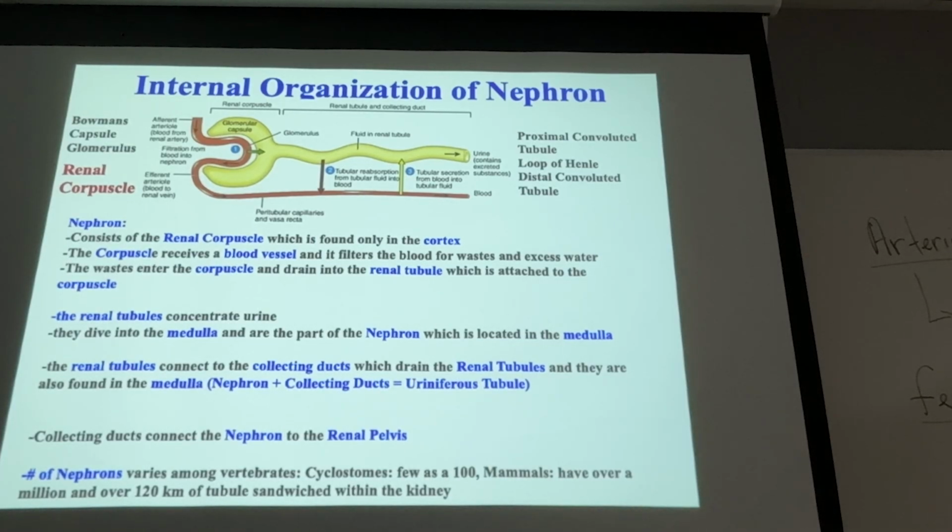Now, some vertebrates don't have a lot. Cyclostomes, like lampreys, only have a couple hundred. But mammals, we have a lot. Our kidneys are very good at filtering our blood.